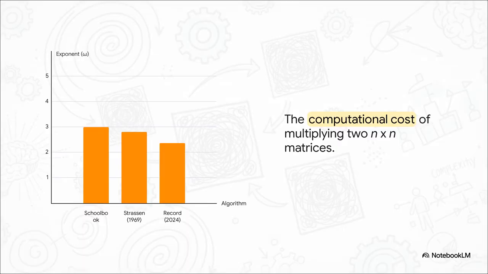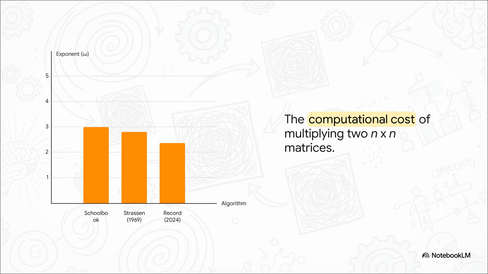The method you learn in school, the standard one, takes roughly n-cubed operations. That means if you double the size of your matrix, it takes 8 times as long to compute. That's a huge penalty. But then, in 1969, a guy named Volker Strassen came up with a mind-bendingly clever way to do it faster, with a complexity of about n to the power of 2.8.